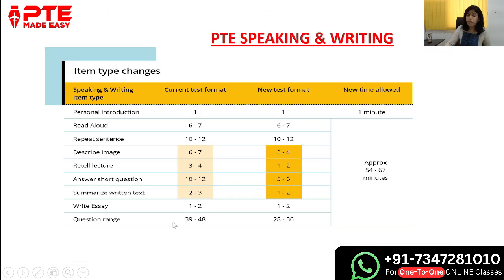Now, every single module contributes 90 marks. Okay, so you get the score out of 90. Now, when we talk about the test format, firstly, the introduction part. 1 minute introduction, then read aloud 6 to 7 questions. Repeat sentence 10 to 12 questions. Describe image 3 to 4 questions.